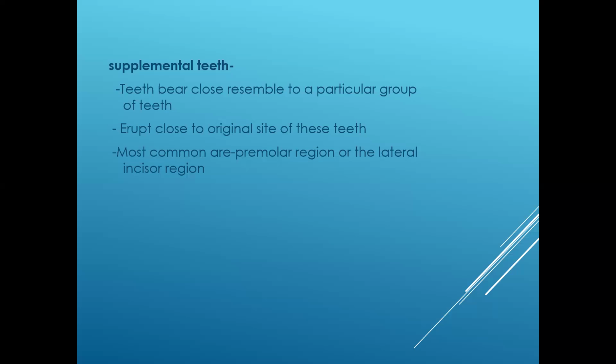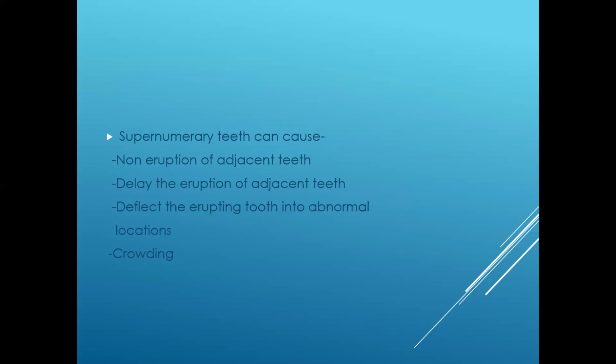Supplemental teeth bear close resemblance to a particular group of teeth, and they erupt close to the original site of those teeth. Most common are the premolar region or lateral incisor region, as explained earlier. Supernumerary teeth can cause non-eruption of the adjacent teeth, delayed eruption of the adjacent teeth, and may deflect the erupting tooth to an abnormal location, and they often lead to crowding.